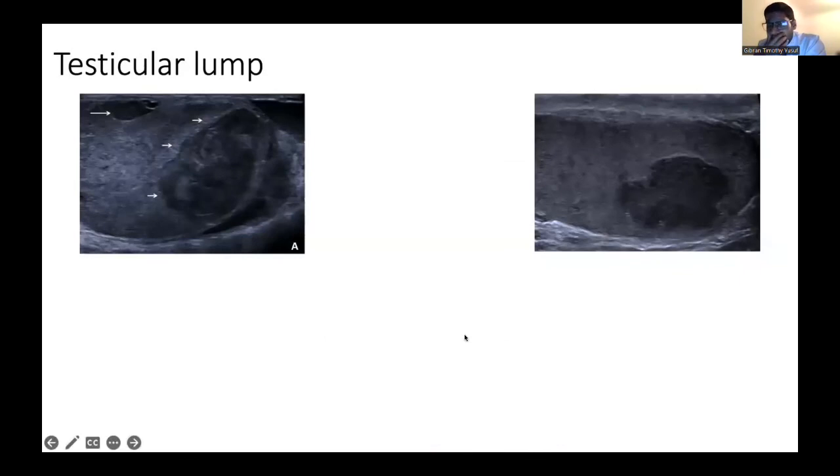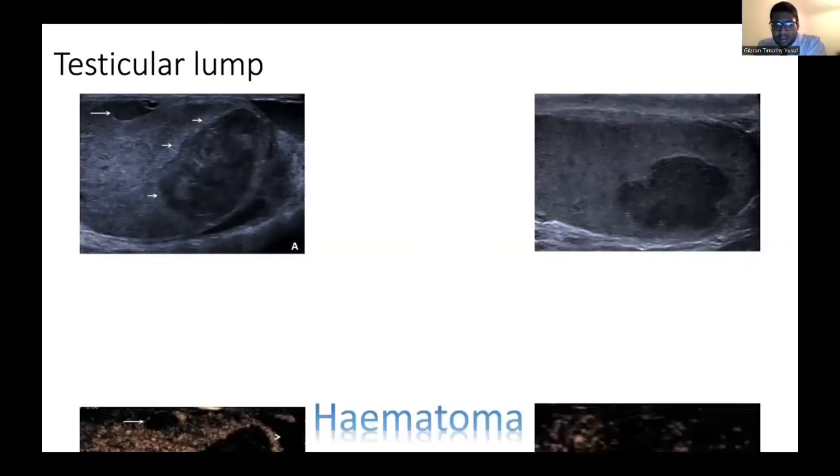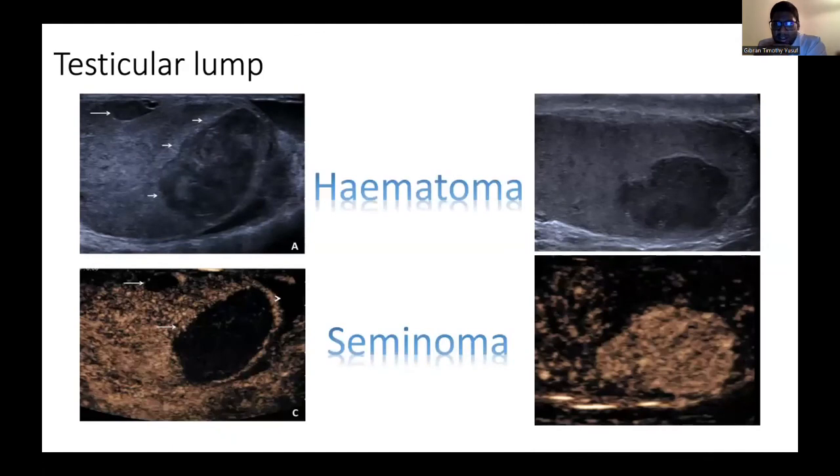One of the places in the body where you simply can't image by many other means is testes. And if you have these two images of intratesticular lesions, you're very hard pushed to say which one is malignancy and which one isn't. Contrast enhanced ultrasound tells you clearly one enhances and one doesn't. The hematoma does not enhance at all. The seminoma, the malignant tumor, does enhance.